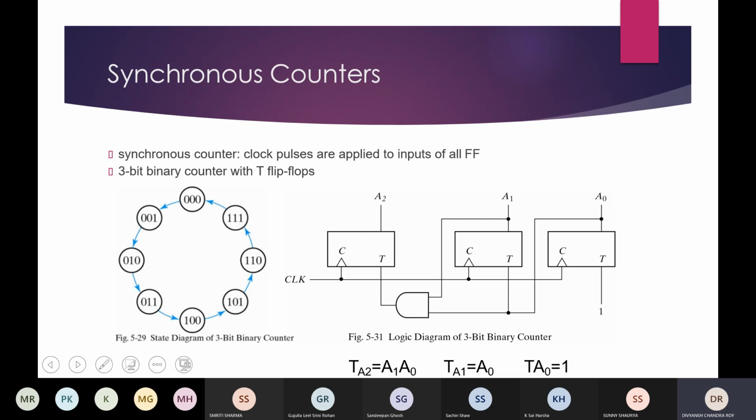Now the synchronous counters. As I mentioned earlier, synchronous counters are synchronized with the clock signal. So a single clock signal is used for all the flip-flops.